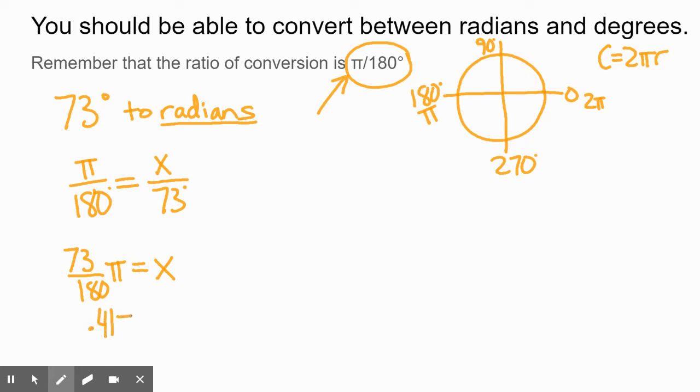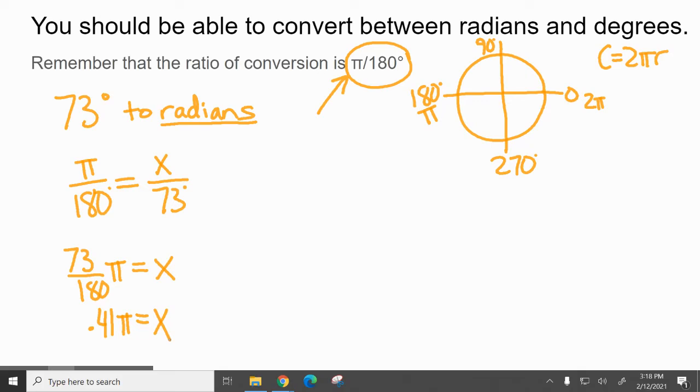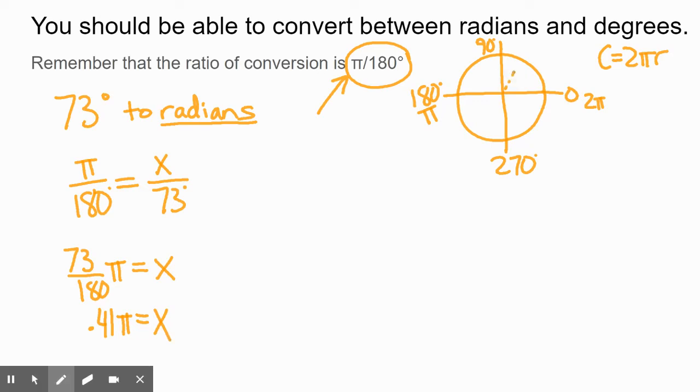0.41 pi equals x. And does that make sense if we go back to the unit circle? Well, 90, so 73 degrees is going to be about right there-ish, right? And if 90 degrees is half pi, so 0.5 pi, is this about 0.41 pi? Yes. Sort of just passes the is it reasonable test.